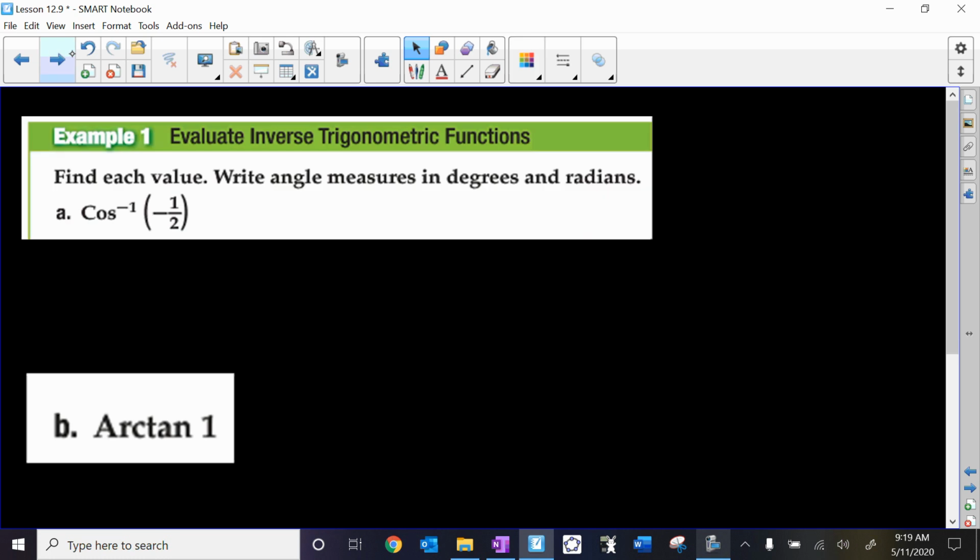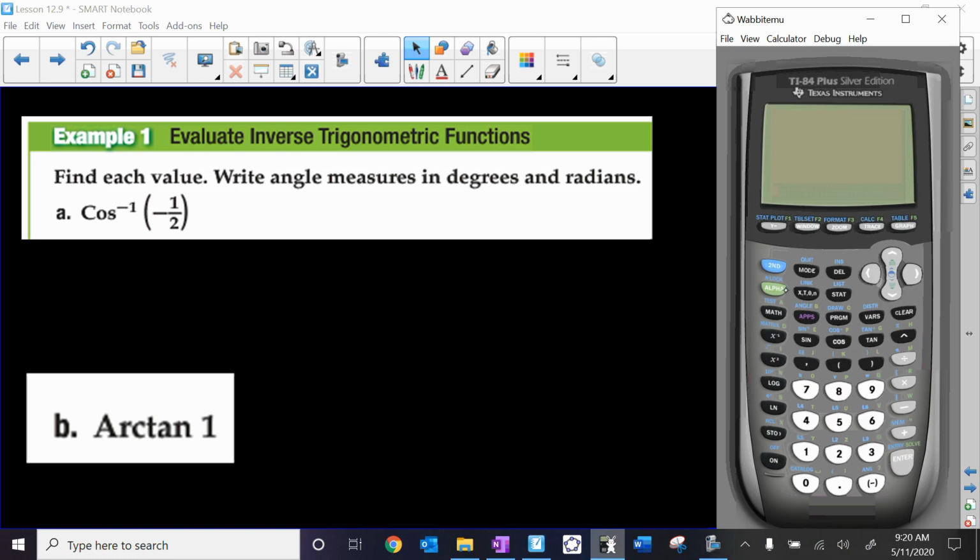Okay, so some examples. So what this is going to look like. For inverse cosine, it wants us to find each value, and it wants us to write angle measures in degrees and radians. So for this, you should be able to take out your calculator, plug this straight in, and it should get you a degree. So if you type in inverse cosine of -1/2, it should get you the value. Just make sure that you're in degree mode when you do this. So inverse cosine of -1/2 gets us a degree of 120.